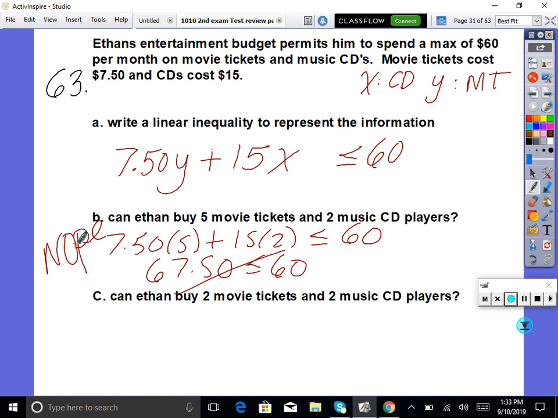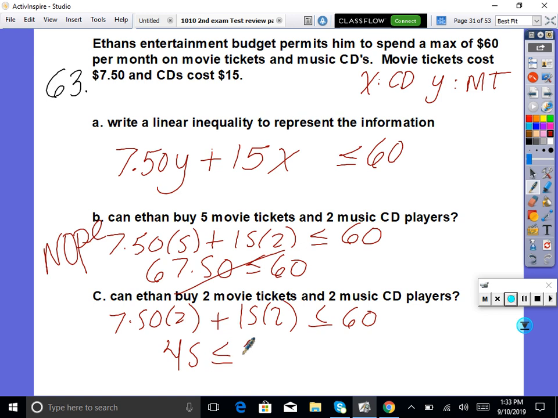And then in this one, we would do 2 movie tickets. So 7.50 times 2 and 2 CDs, so plus 15 times 2. Is that less than or equal to 60? So that would be 15 plus 30, which is 45. 45 is less than or equal to 60, so the answer is yes.